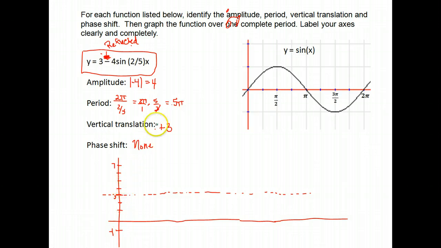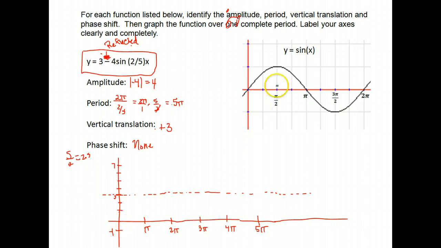The next thing I want to put is my period on there. So my period is 5 pi. So I'm going to go in pi's here. So here is pi, 2 pi, 3 pi, 4 pi, 5 pi. Okay, I want the middle of that. Well, halfway between 0 and 5 is, well, if I took 5 divided by 2, is 2.5.